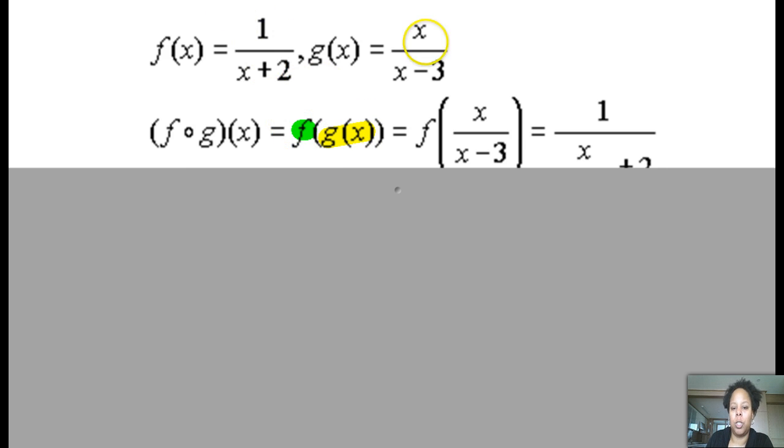So if you recall, g of x is equal to x over x minus 3. So I'm going to put that into my outside function f. So how do I input that into f?